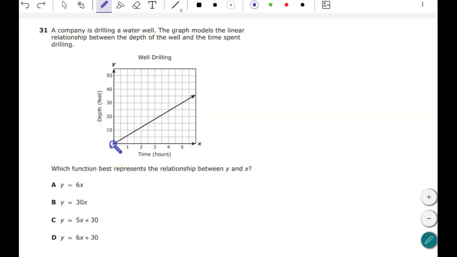Okay, so first notice that it is at 0. So it's going to be something x. There's not going to be a plus or minus. Slope and x. So you can eliminate C and D, because if it was those, then the y-intercept would be at 30 for D, so that's where it would start. Starts at a 0. So it's either A or B. Now if we look for 1 hour, it's less than 10.